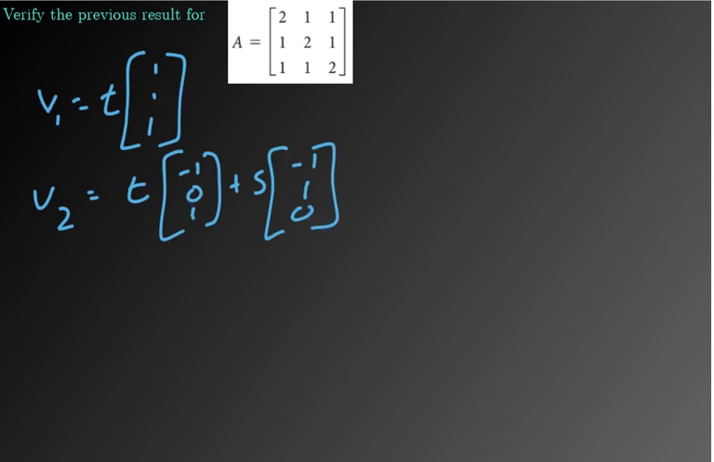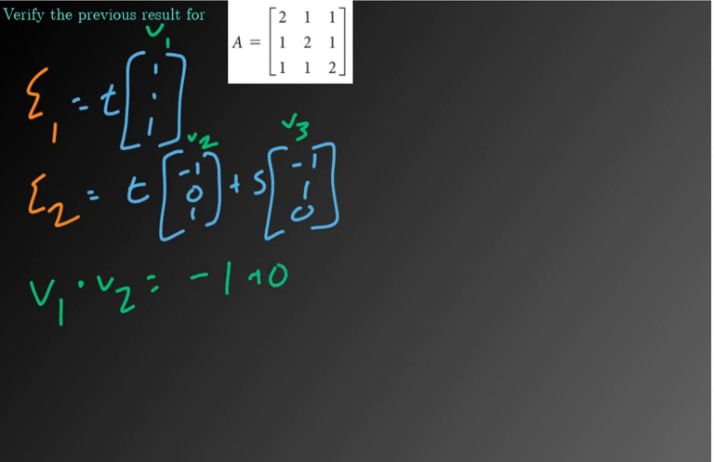Actually, I don't like this notation, I just realized. This should really be eigenspace 1, eigenspace 2. But I'm going to say this is V1, this is V2, and this is V3. So if you do V1 and dot it with V2, notice you get minus 1 plus nothing plus 1, which is 0, which is good. And then V1 dotted with V3, you would get negative 1 plus 1 plus nothing, which is equal to 0, which is good.